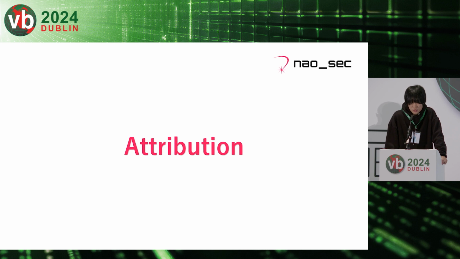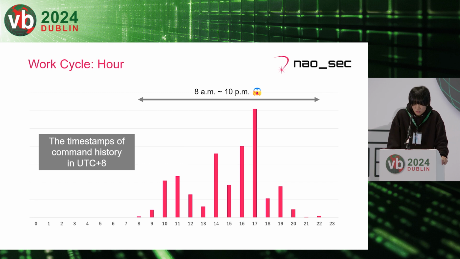Finally, we discuss the IcePeony attribution we consider. We investigated the attacker's activity time based on the timestamp information in the Zsh history file. As a result, we found that the attacker is likely operating in the UTC+8 time zone. Surprisingly, the attacker works from 8 a.m. to 10 p.m., which is a 14-hour workday. They are remarkably diligent workers.